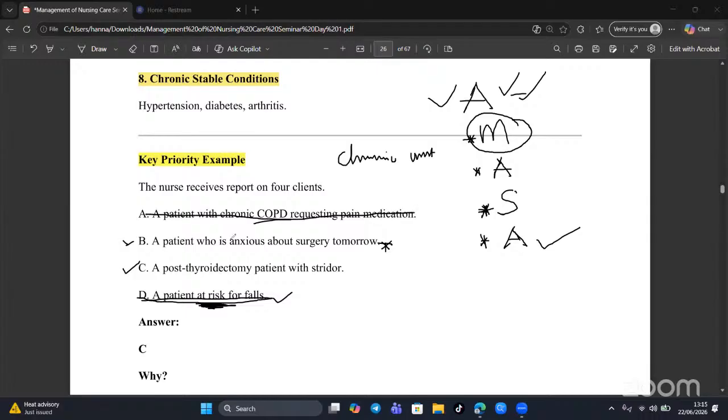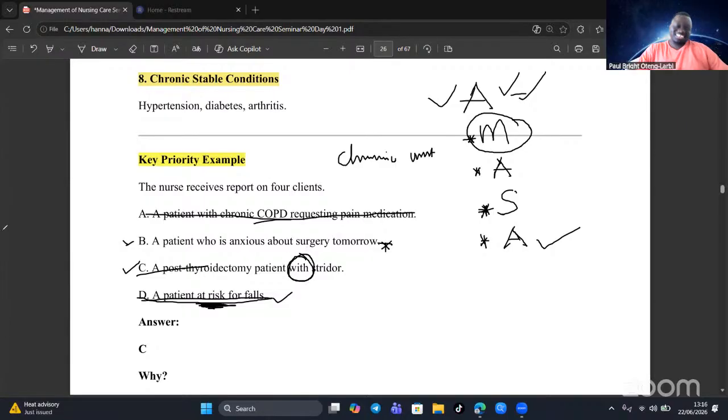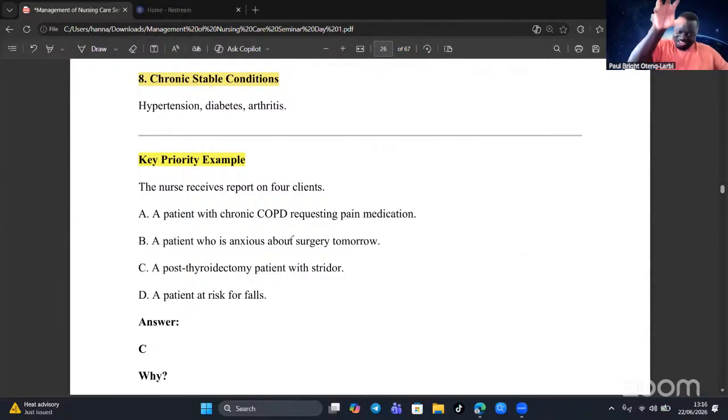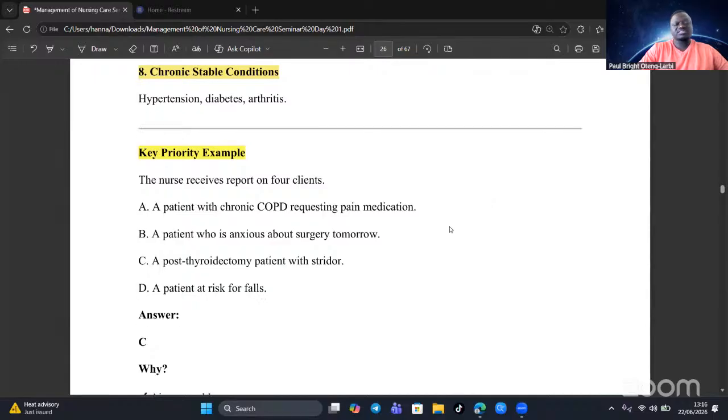So automatically this will be out, and you go for your C. Stridor. We call it with. When you get the slide on this particular prioritization, go over it again. If you don't understand, message me or any other admins. We will get time for you. Because it's the major problem for most people.